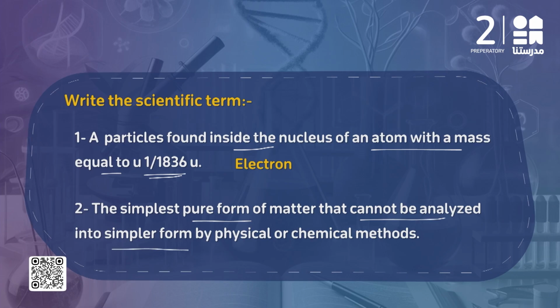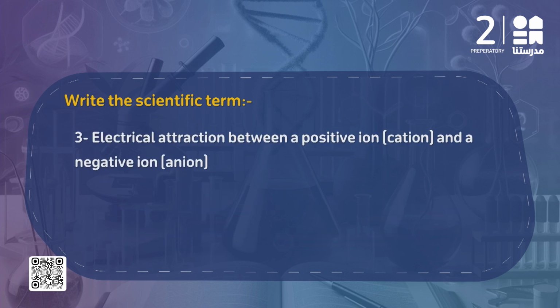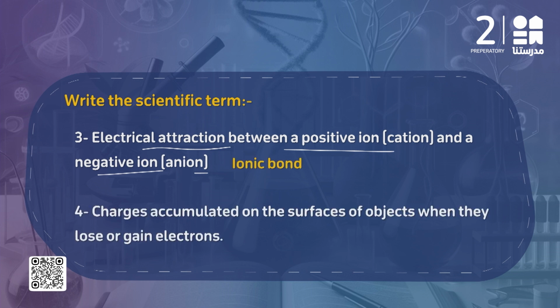The simplest pure form of matter that cannot be analyzed into a simpler form by physical or chemical methods. This describes an element. Question number 3 says: electric attraction between a positive ion, which is the cation, and a negative ion, which is the anion. The result of the electrostatic attraction forces between the positive ion and the negative ion will be the ionic bond. Question number 4 says: charges accumulated on the surface of an object when they lose or gain electrons. This will be static electricity.